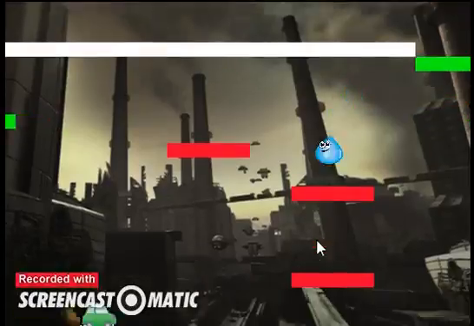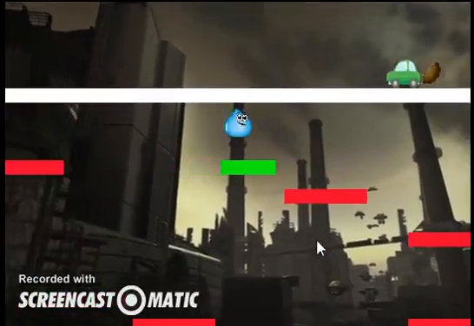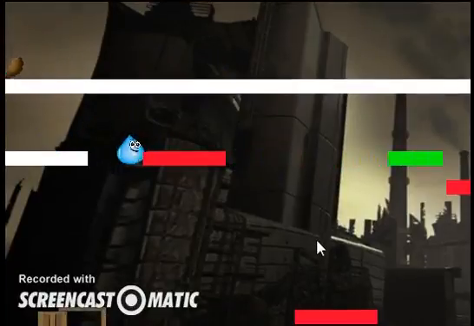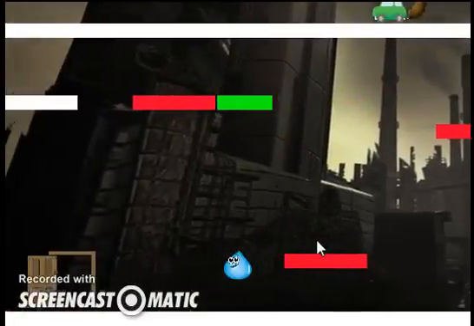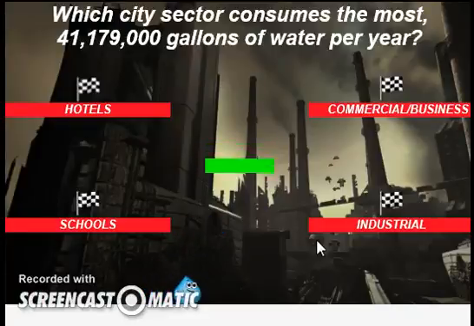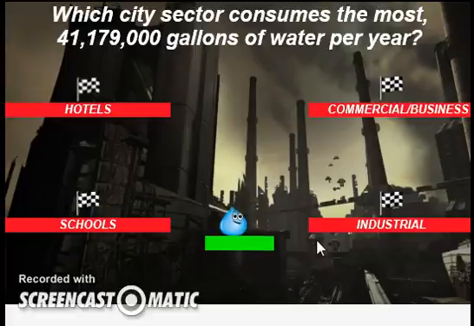Like I said, with the whole behaviorist approach, we want to reward correct behaviors, and I'm not going to punish a student for not being able to pass a level. You can see down below our door opened up again, avoid the car. Every time we finish a level, we get to these little screens that are going to test our knowledge. Which city sector consumes the most?